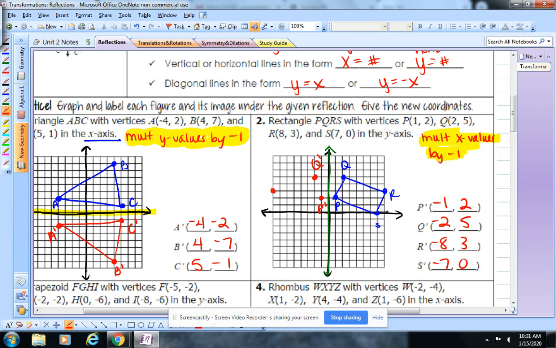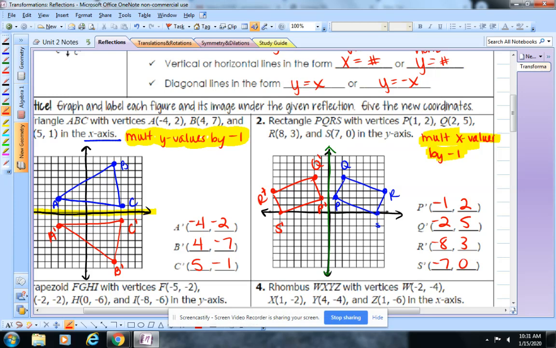3. Star prime. And then 0 is S prime. All right, so it looks like the blue one, I flipped it over that line, and there goes my red one.